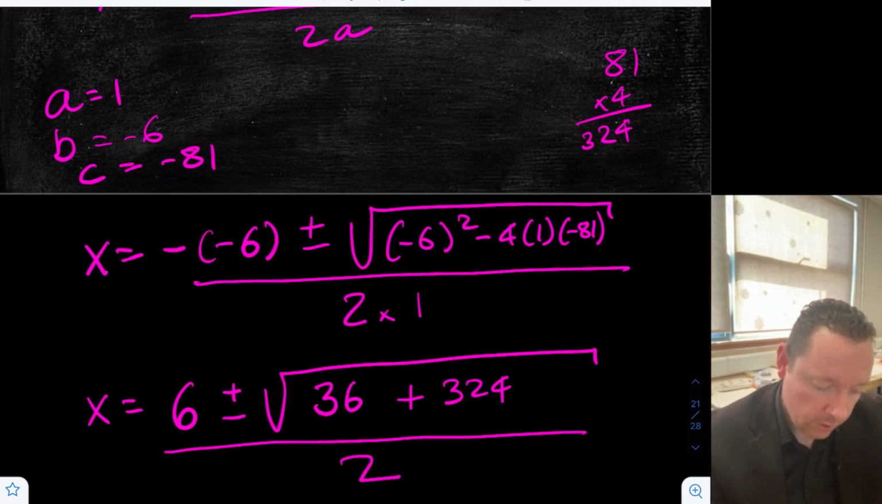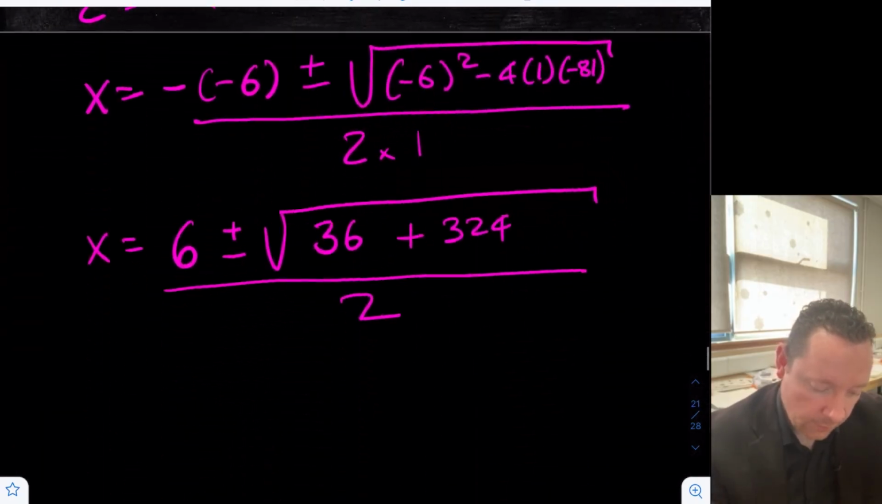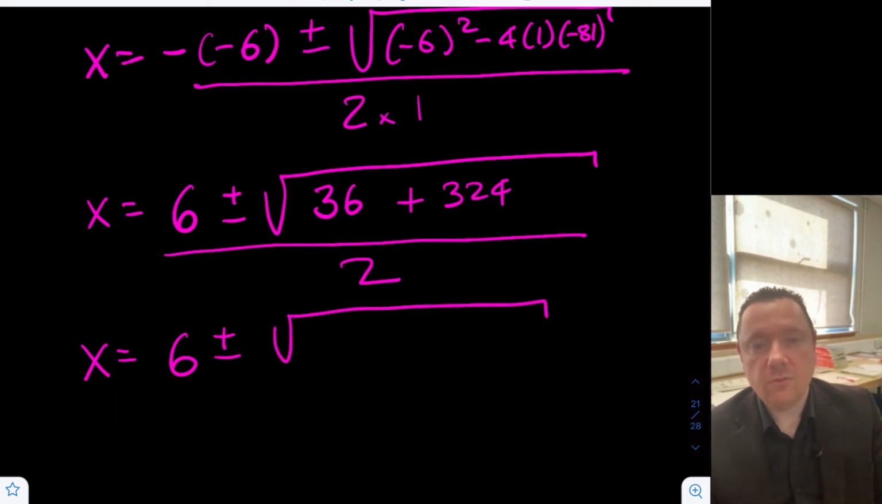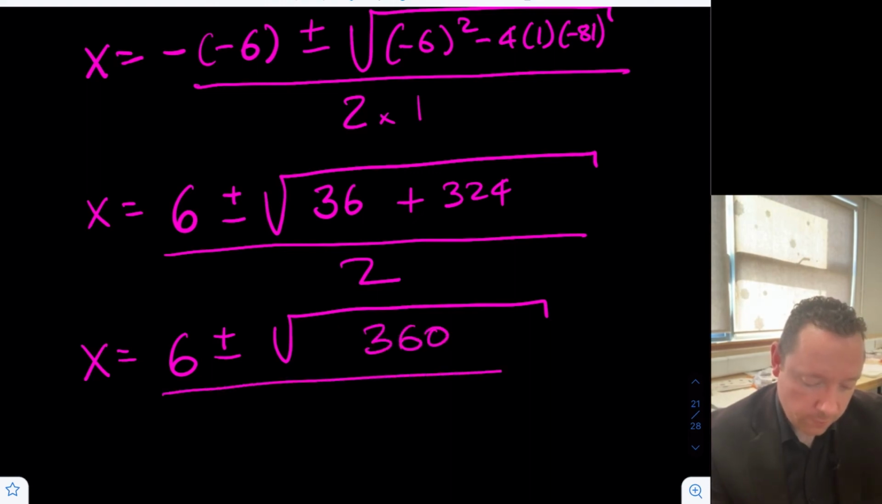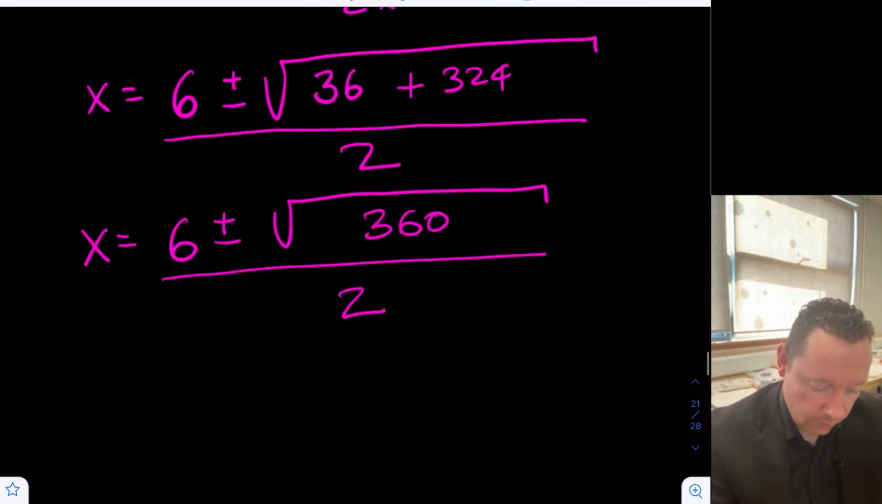We have to get it down to d plus or minus d root e. So x equals 6 plus or minus the square root of 324 plus 36. So that's 324, 330, 360 over 2. Well, 360 is like a surd, yeah? You may not know if it's an exact square root, but we can work it out as a surd because we can do root 360.